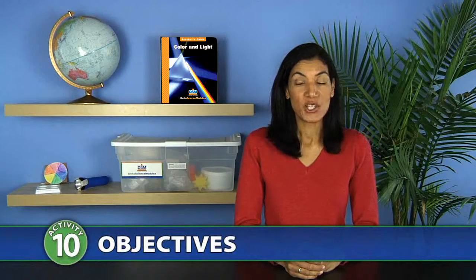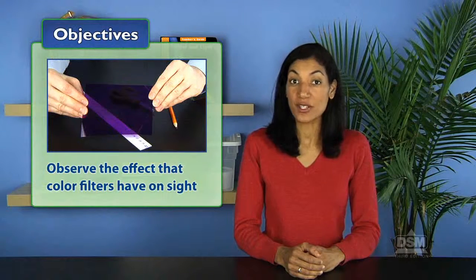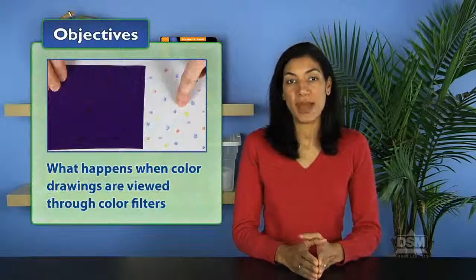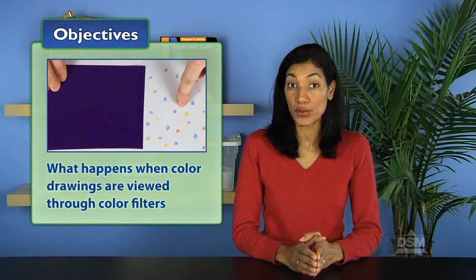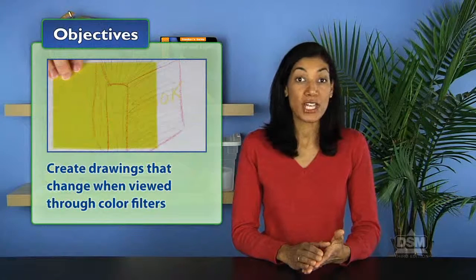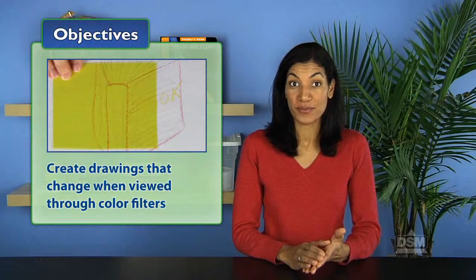In Activity 10, Color Filters and Sight, students observe the effect that color filters have on sight. They use what they know about color and filters to explain what happens when color drawings are viewed through color filters. Finally, they create drawings that change when viewed through color filters.